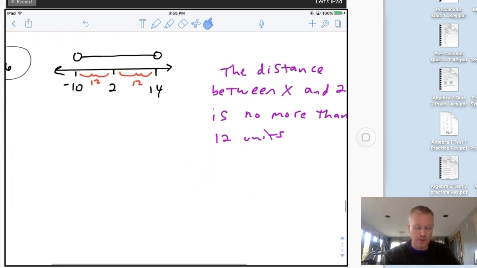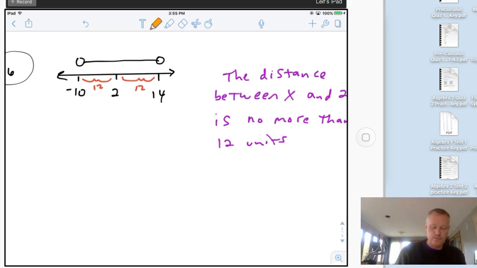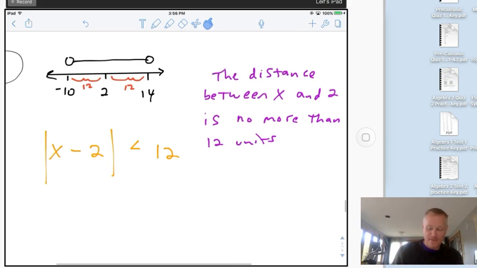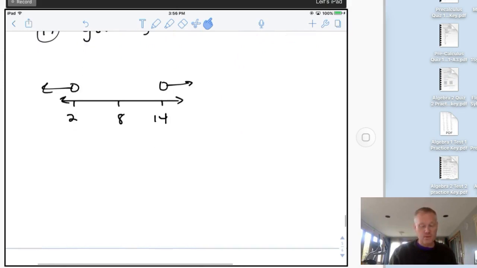Which means we're going to come up with the inequality now. The distance between x and 2, so it's subtraction, and its absolute value is no more than 12 units. So here's the 12. No more is less than or equal to. Or maybe not equal to, just less than. Okay? So that's what I want you to be able to do here. I got one more here. It's a you try. Why don't you see if you can come up with it? You can keep in mind that this distance is 6 and 6.